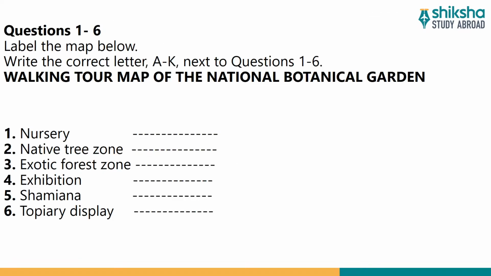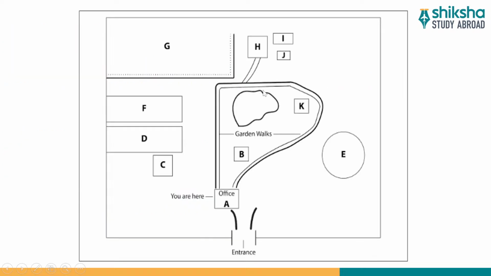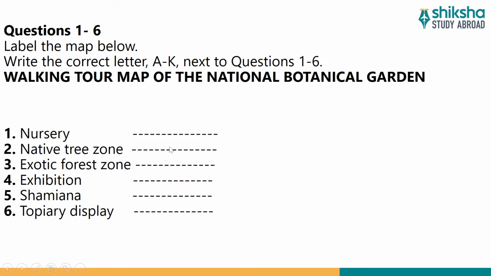Just focus on the things which have been marked, because that will gradually give you the idea what you have to actually mark. And then this is the kind of question. This is the sample question. So write the correct letter A to K next to questions 1 to 6. Please do not write words as an answer. You have to label them as A to K, which you saw here in the map question, sample question. So just write A, K, B, C, D, E, all of that in front of 1 to 6. Okay. Reading instructions, as I said, is very important. And this particular map is related to the walking tour map of the National Botanical Garden.